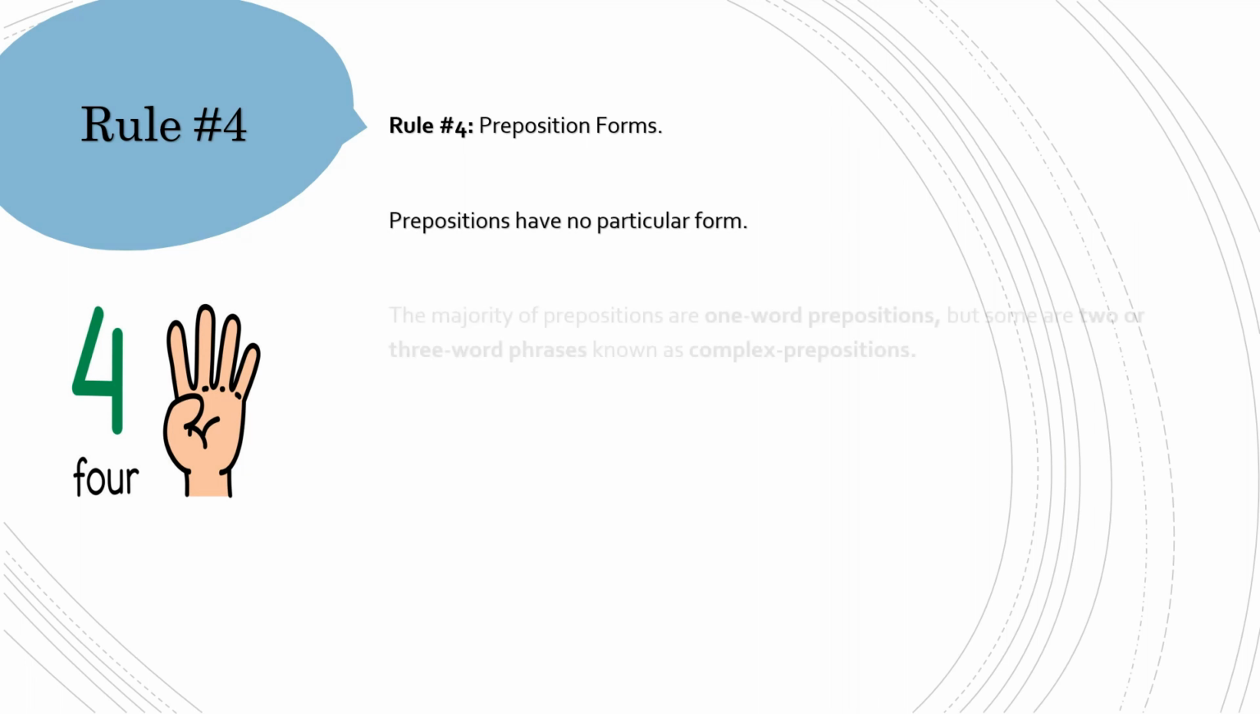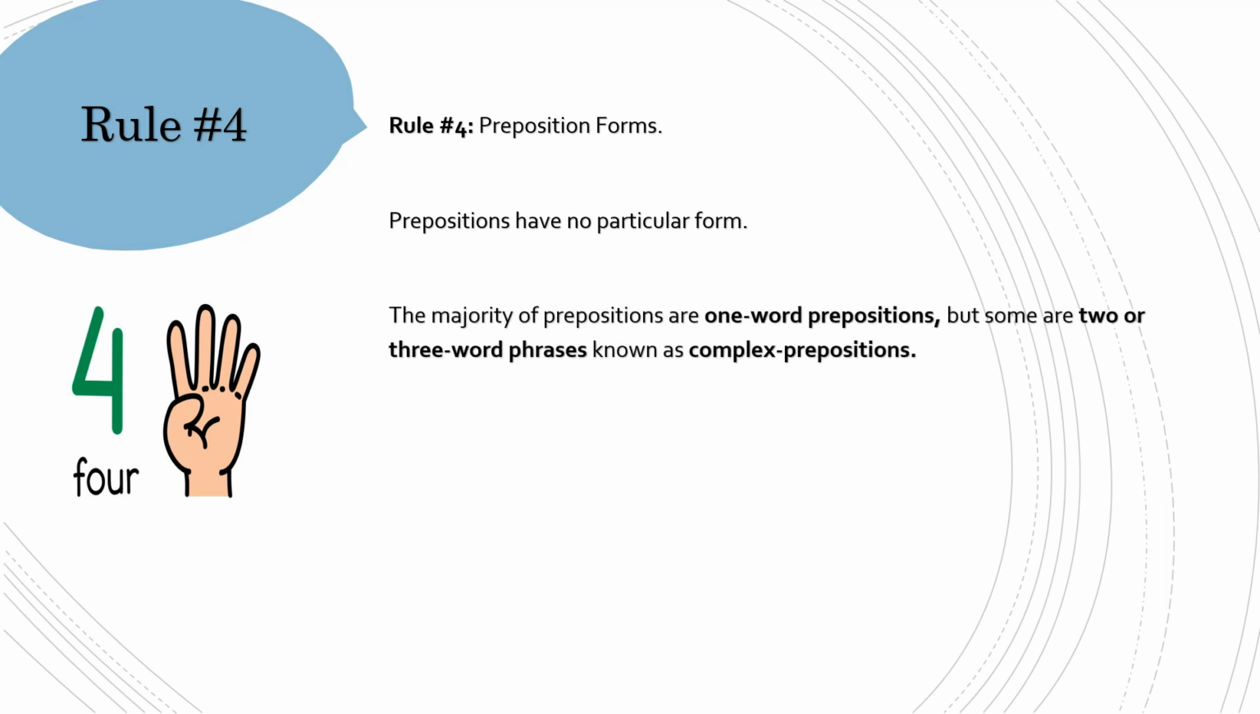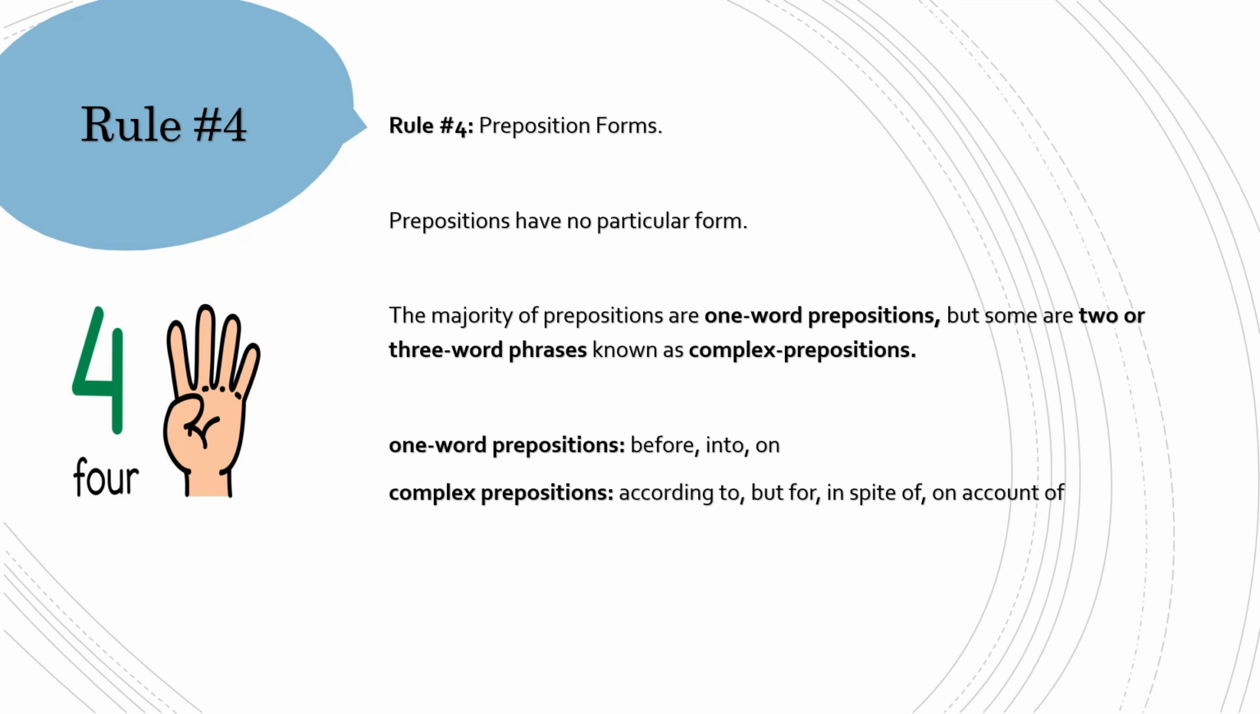Rule number 4. Preposition forms. Prepositions have no particular form. The majority of prepositions are one-word prepositions, but some are 2- or 3-word phrases, known as complex prepositions. One-word prepositions: before, into, on. Complex prepositions: according to, but for, in spite of, on account of.